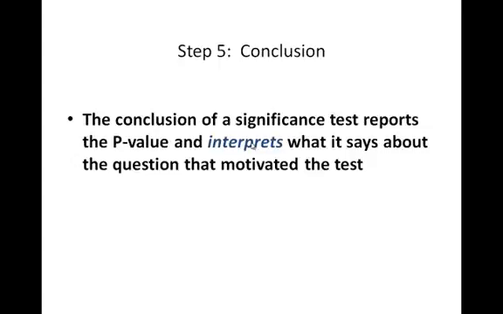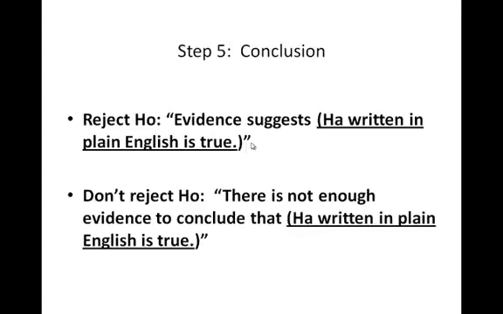And then you come back and you write a conclusion that interprets what motivated you to do the test in the first place. This is how I help my students learn how to write their conclusions at first. If you reject your null hypothesis, then evidence suggests that HA is true. If you don't reject your null hypothesis, and again, this is based on your p-value, then you don't have enough evidence that HA is true. But your conclusion is always about HA.